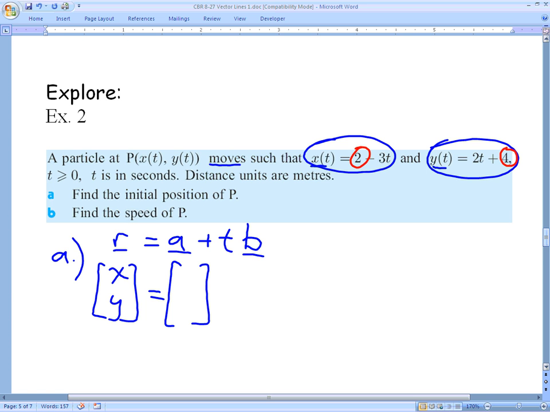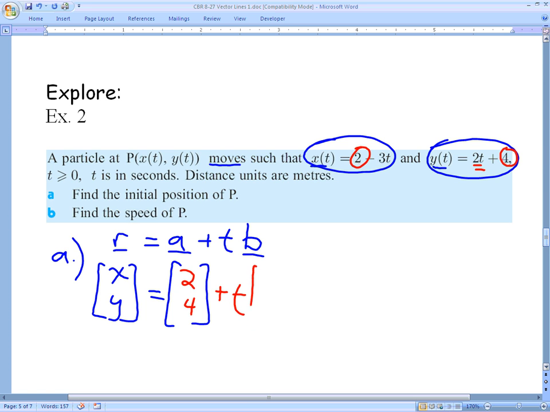Now why did I pick the 4 rather than this 2 in front of the t? Because again, the point that's by itself, the constant, the thing that's being added on that's not the coefficient of t, that's your starting point, and the t is the one that affects direction. So I've got 2 and 4 as my starting position.